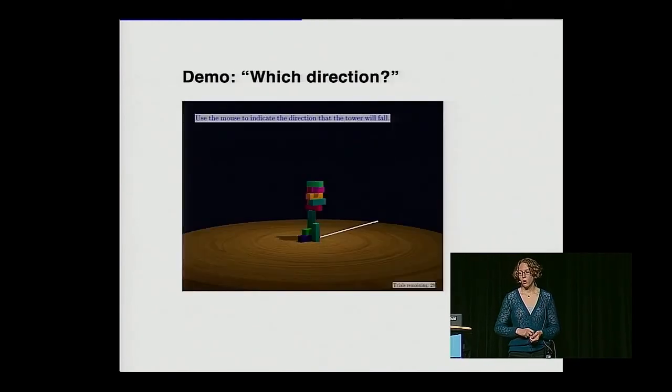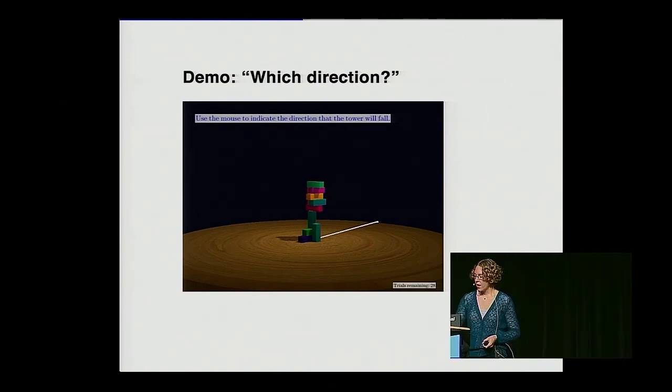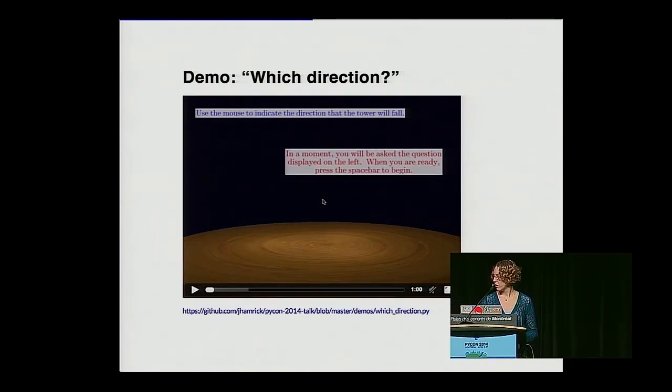OK. So first, I'm going to show you one of the simpler experiments that we ran to give you a sense of the types of things that we're testing. So in this experiment, we had people look at these towers of blocks. And again, this is a little dark, so it's hard to see. But you have these towers of blocks, and they all fall down. And people have to decide what direction they think the tower will fall in. And they do that by moving this white line around the table in order to point in the direction that they think it's going to fall. And I'll show you a short video of what this looks like.